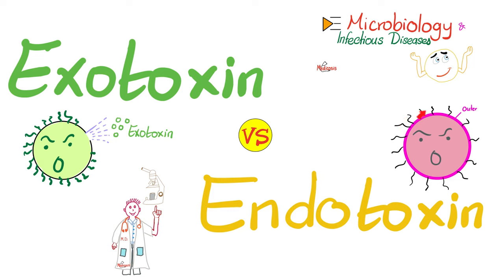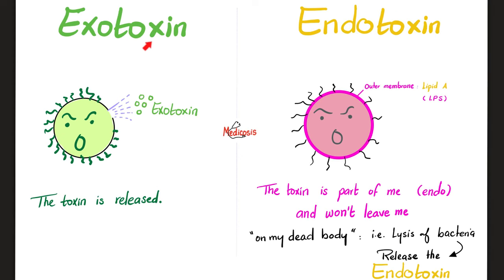As long as this bacteria remains alive, this toxin, its membrane, is not just gonna leave it and jump away. It shall remain endo. So that's the basic idea. Exotoxin, the toxin is literally released to the exo. But endotoxin, the toxin is part of the membrane. It's the outer membrane of the gram-negative bacteria. That's why this bacterium is pink.